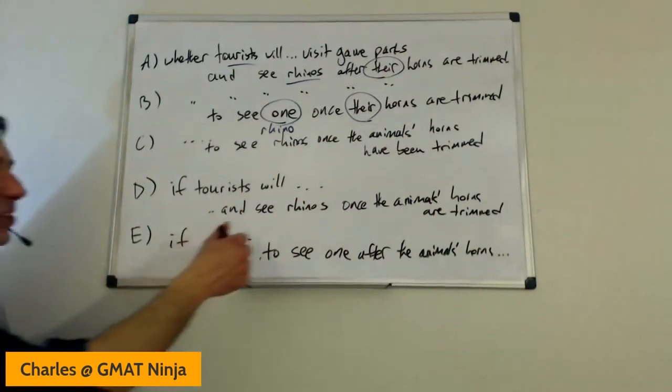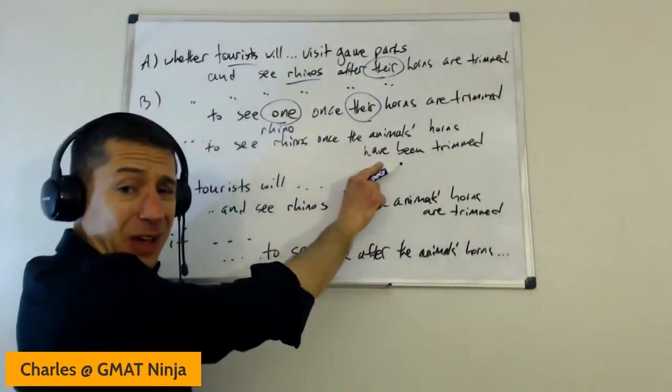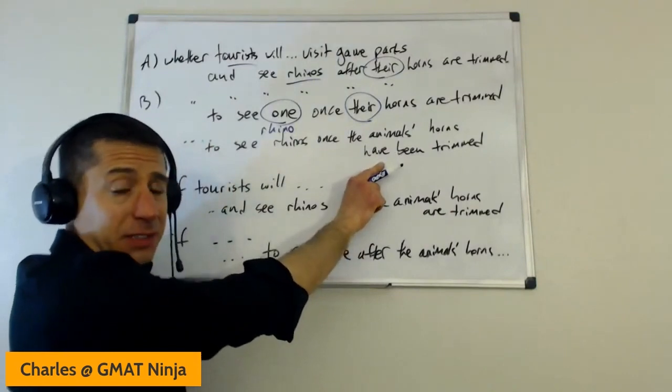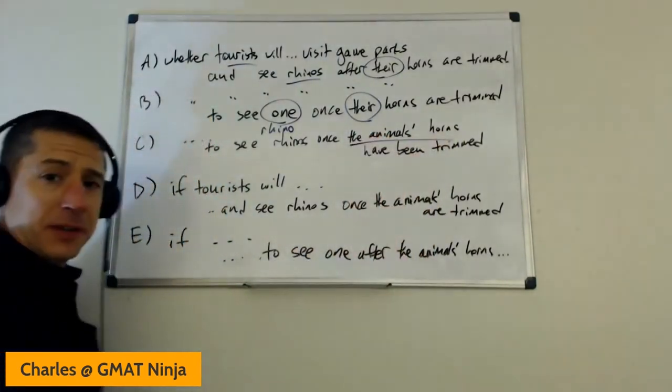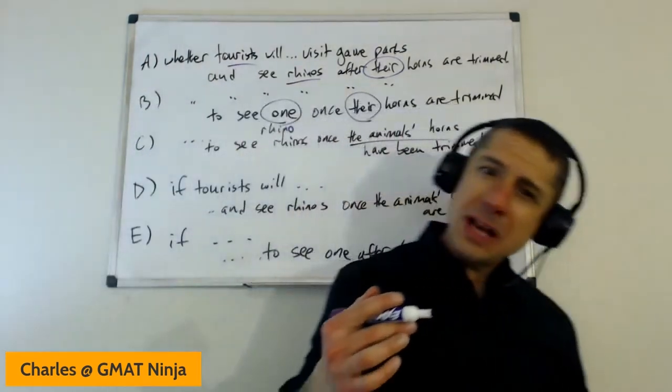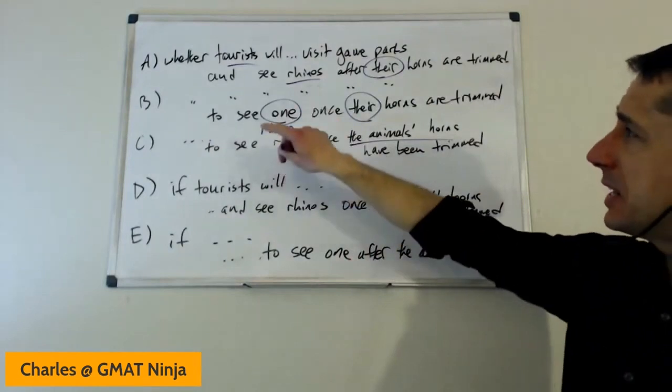But wouldn't it be nicer if we do what we get in C here, where it just eliminates all doubt? Crystal clear, good. Totally clear here. The animal's horns have been trimmed. Absolutely no doubt. No reason to have to worry about it and go, well, what does that one mean? No hesitation. That's better.